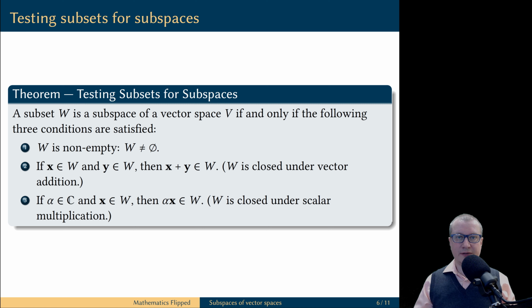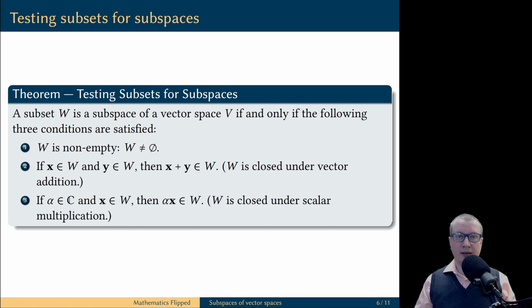Suppose we have a vector space V and a subset W of this space. Then the subset W is a subspace of the vector space V if and only if the following 3 conditions hold. First of all, the subset must be non-empty. Second condition, the subset must be closed under vector addition. This is property number 1 of vector spaces. And condition number 3 is that this subset must be closed under scalar multiplication. This is property number 2 of the vector spaces.